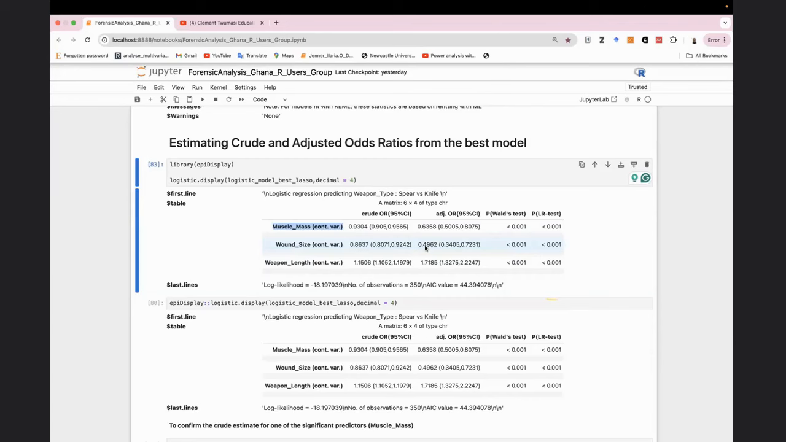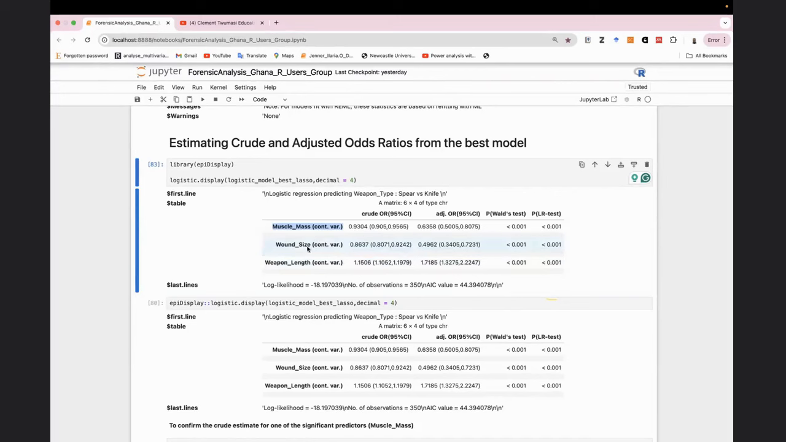So in this case, instead of saying that a unit increase in the wound length will increase the chance of the weapon being a spear by 0.4 times, which, even though it's correct, doesn't make sense, always your interpretation should make sense to clinicians or to the target population of interest. So in this case, I'm going to report on the deficit. If the odds ratio is 0.49, let's say, the deficit is 51%.